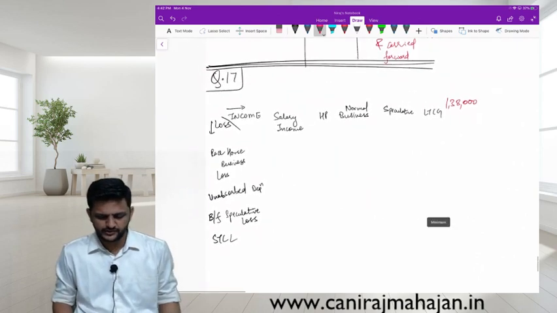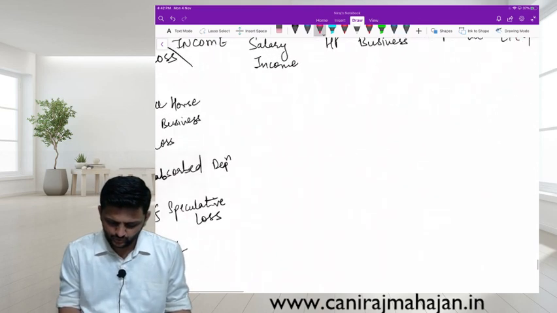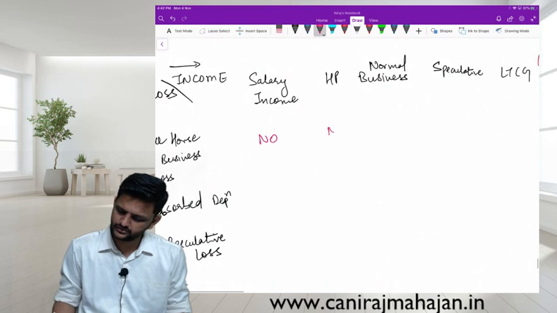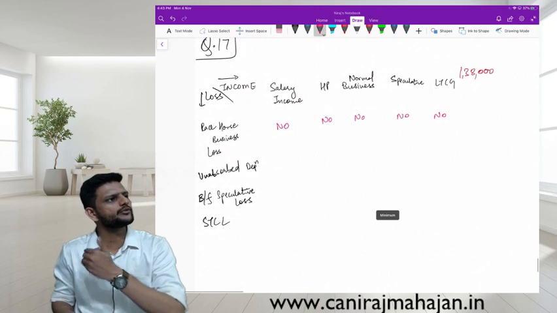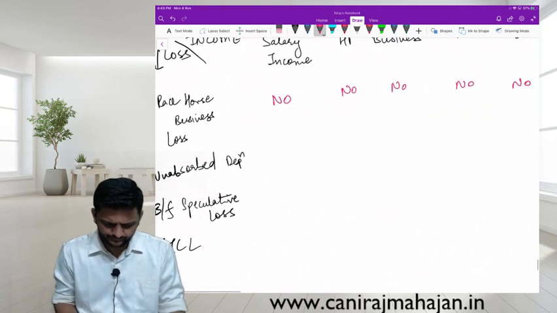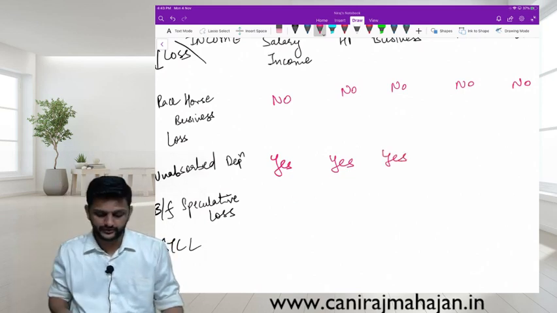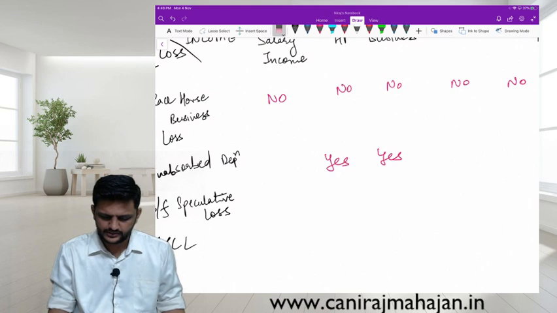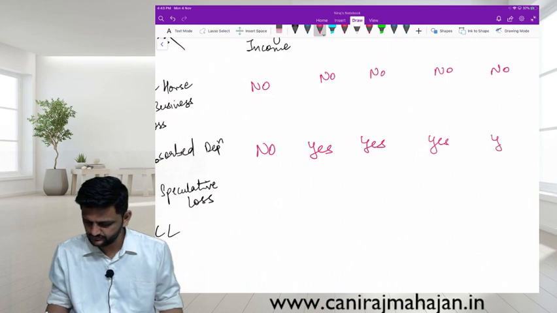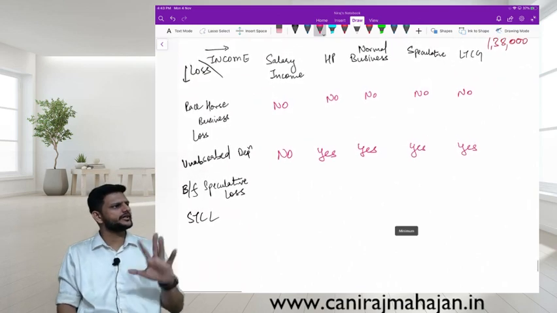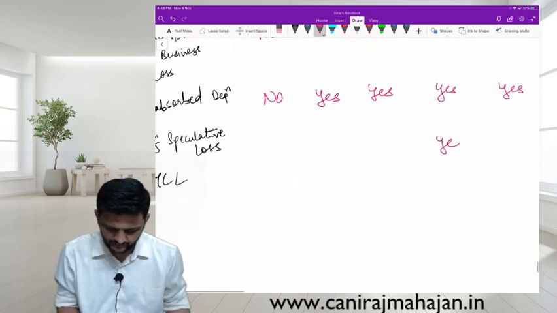Racehorse business loss can be set off only against racehorse business income. Unabsorbed depreciation can be set off against any head of income except salary. Salary is there in the question, so it is not allowed. Speculative loss can be set off only against speculative income. Is there a speculative income? Yes, so only there we will say yes. Rest of them are no.